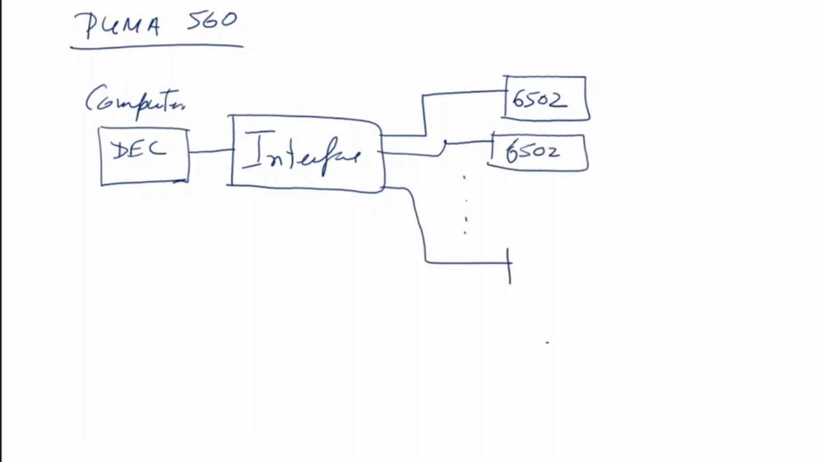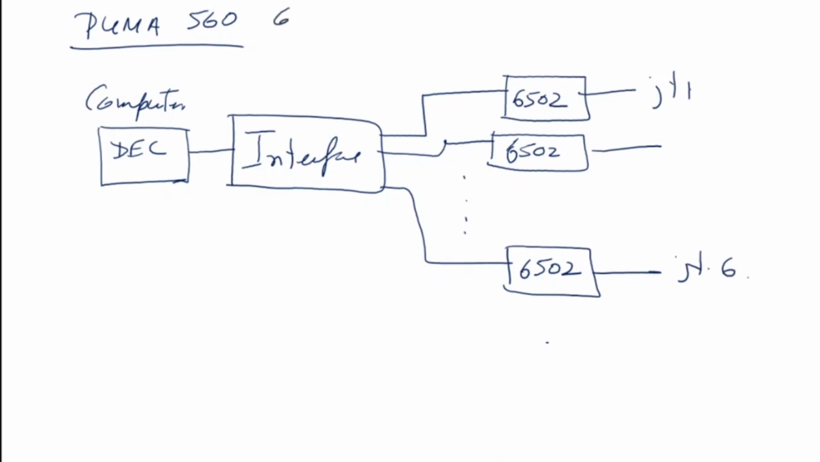So it has 6 degrees of freedom. Every joint is controlled by a 6502 controller. So this is my joint 1, this is joint 2, joint 3, and this is my joint 6. Okay, so the Puma 560 is a 6 DOF robot, and this is the basic control structure. Now in the computer, what is controlling it is a program written in VAL 1 or VAL 2. Next we'll be looking at how to write a robot program in the VAL language.